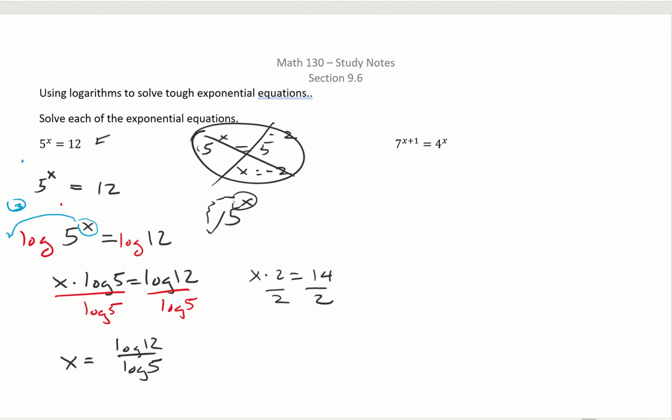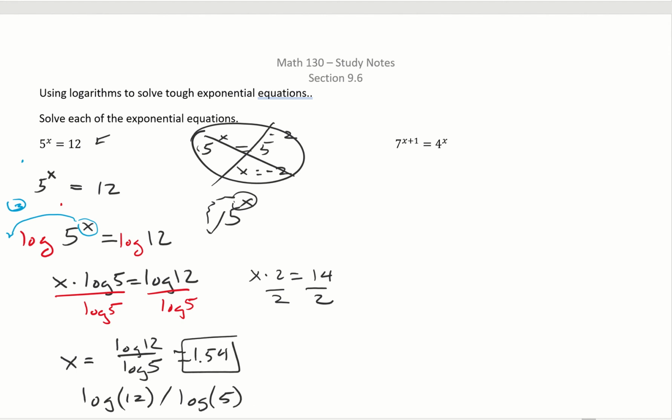We whip out the calculator and we simply type in this on the calculator: hit the log button, it gives you a parenthesis, put 12, close paren, divide, hit the log button, parenthesis, put in a 5, close parenthesis. That's how it's done. Let's do it. So log 12 divided by log 5 is about 1.54. I think I'll round it off there.